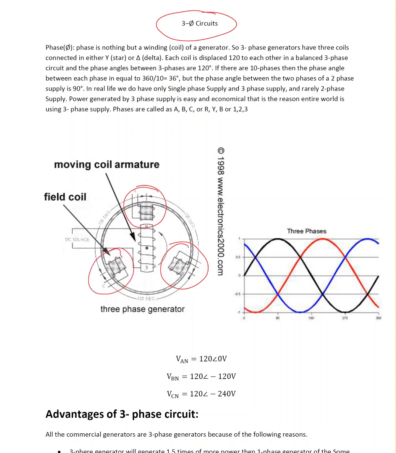Okay, so the phases usually represent either ABC or RYB or 1 2 3. RYB indicates red, yellow and blue. So here I didn't follow the rules exactly. R indicates red, Y indicates yellow, B indicates blue. Okay, I used black instead of yellow here.